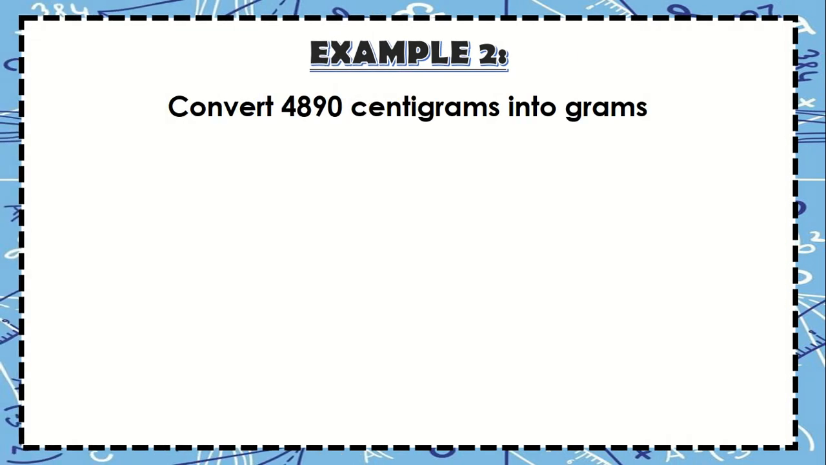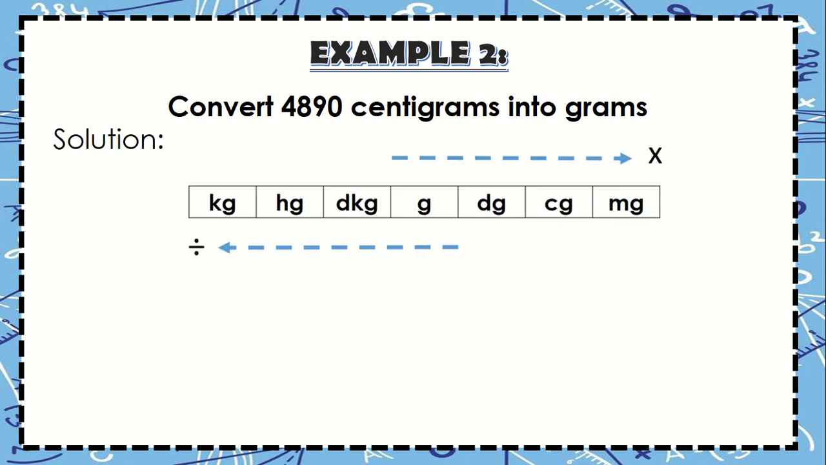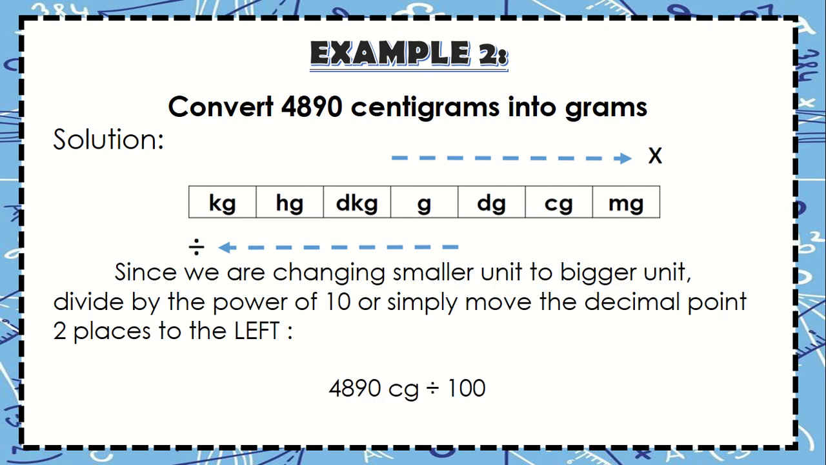Next, dito naman tayo sa ating smaller unit to bigger unit. For example, 4,890 centigrams into grams. So, balikan natin yung illustration natin para mabilang natin kung ilang step. Centigrams, papunta sa grams, ilang step. So, 1, papunta sa deci, times 10 ulit, papunta sa grams. So, we have 100. I-divide natin siya by 100. So, 4,890 centigrams divided by 100 will give us 48.9 grams or 48.90 grams.